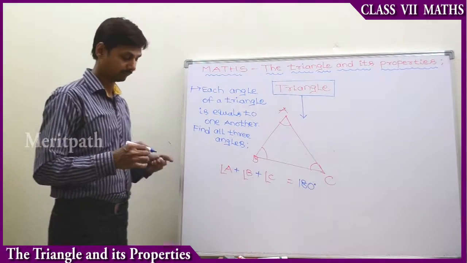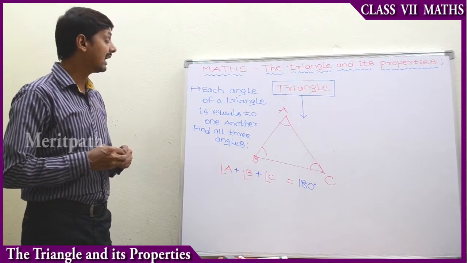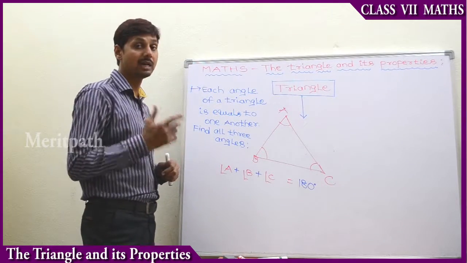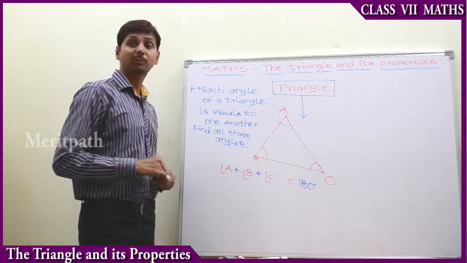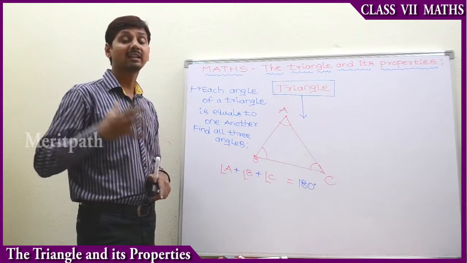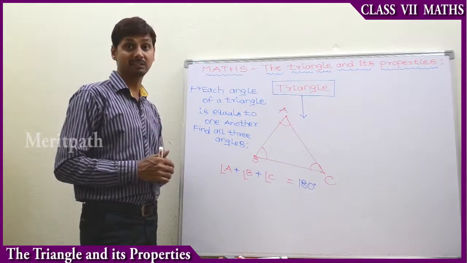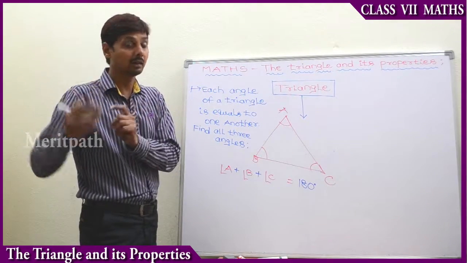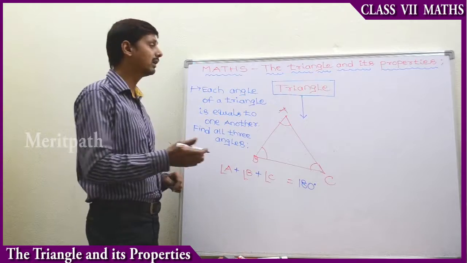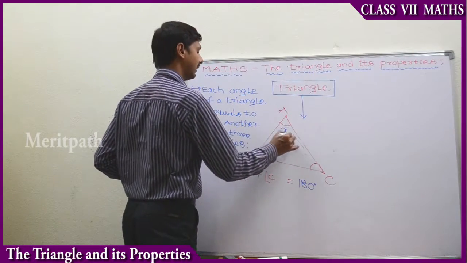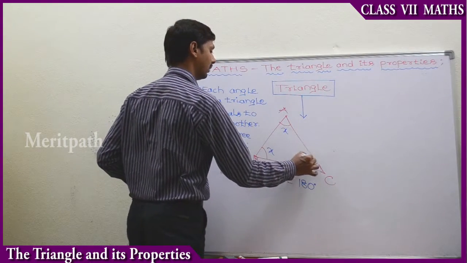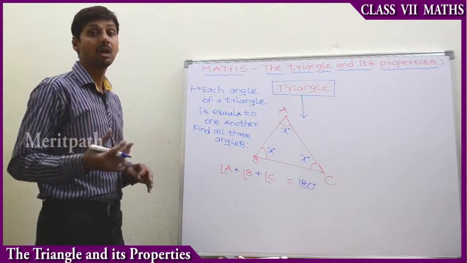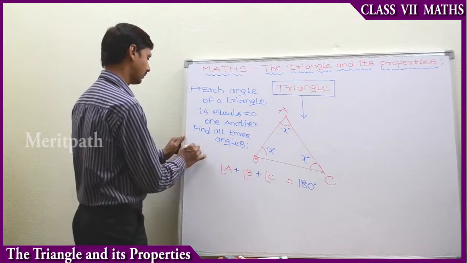Let's recall. If each angle of a triangle is equal to one another, we need to find all the angles of the triangle. We know the property: the sum of three angles of a triangle is 180 degrees, and here it is given that each angle is equal to one another. So that means all the three angles are equal. Let's take all the three angles equal to x degrees. So we have taken each angle equal to x.